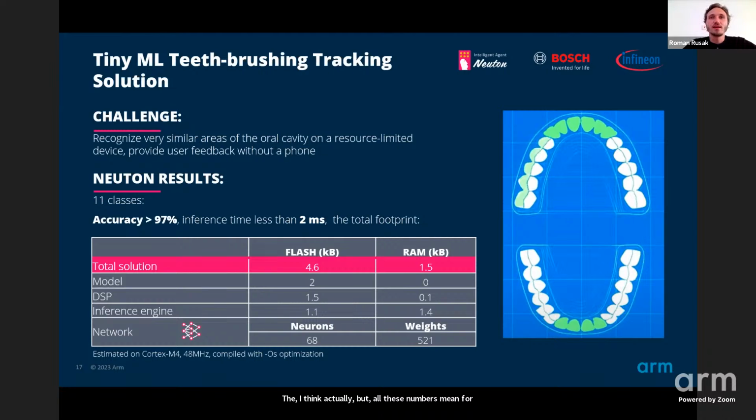But what do all these numbers mean for you as a product company, for example? This means you don't need to buy expensive, powerful processors for your product. It also means that you will have much more resources left for your business logic and applications, wireless stacks, motor control, etc. And we have less than 2 milliseconds of inference time.